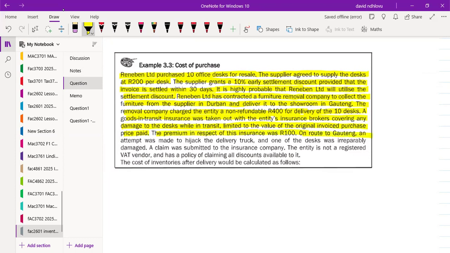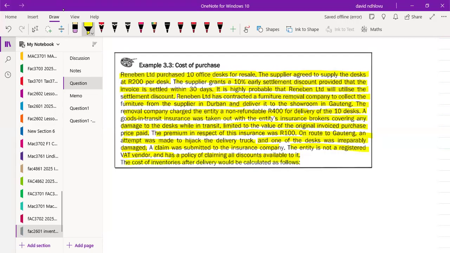En route to Gauteng, an attempt was made to hijack the delivery truck, and one of the desks was irreparably damaged. A claim was submitted to the insurance company. The entity is not registered for VAT and has a policy of claiming discounts available to it. The cost of inventory after delivery will be calculated as follows.